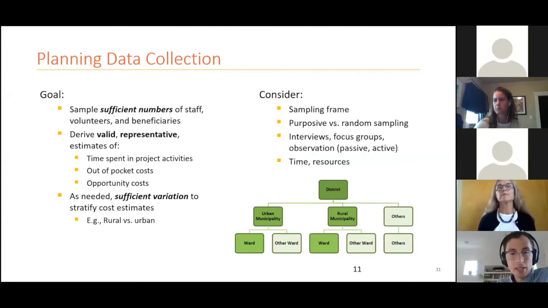Will you take a convenience sample, which is much easier and less costly, but may lead to bias, or a random sample, which is unbiased but more resource intensive? Will you use interviews, focus groups, active or passive observation, or some combination? The answer to these questions will always depend on your time and resources, and most importantly, on your research question.